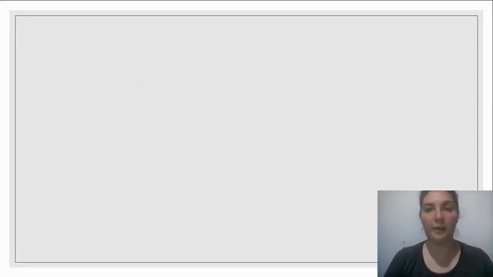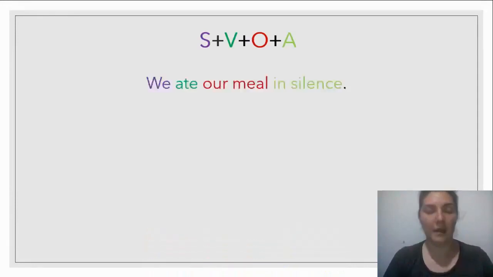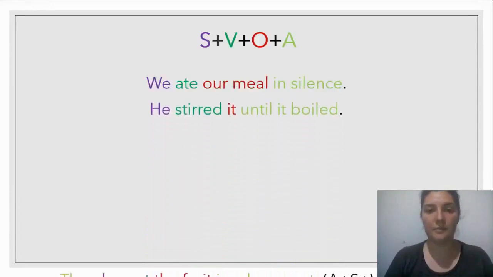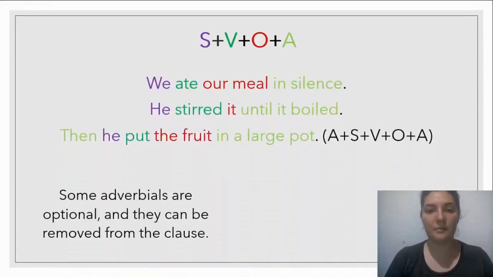The following pattern includes subject, verb, object, and adverbial. Here we have some examples. In this pattern, we can see adverbials that are not obligatory. Obligatory adverbials are always complements within a clause because they are needed in order to complete the meaning of the clause or the subject in the case of complements. But in these cases, adverbials are optional.